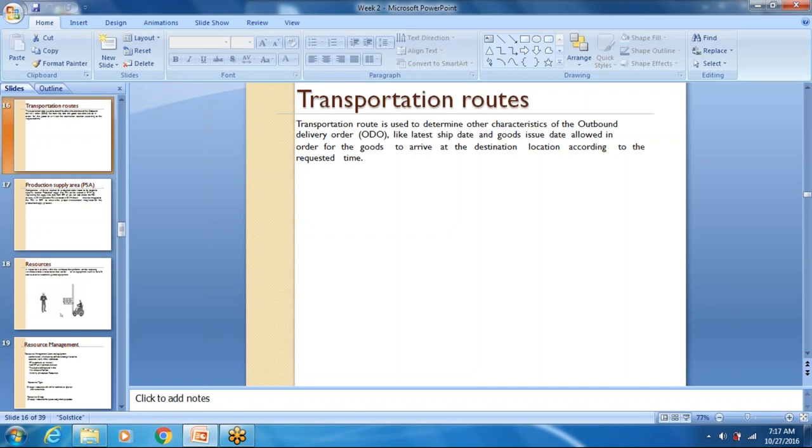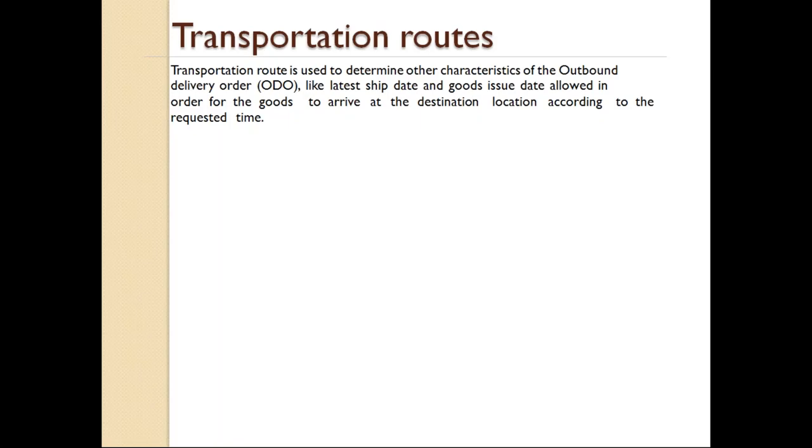So this route is again important for the purpose of clubbing outbound deliveries together. If they are following the same route, you can group them together for the shipment. Another advantage of route is the shipment date and the goods issue date, so accordingly the planning can be done. We know when it has to be shipped and when it has to be goods issued. The transportation route does some calculation on the dates to give you the goods issue date. Based on goods issue, the warehouse dates are calculated: when the picking has to be started, when the wave has to be released, and all those things.